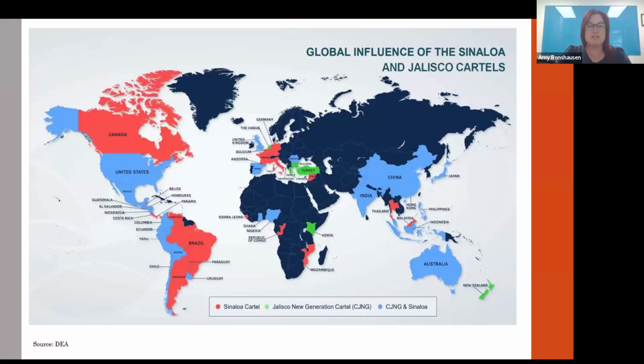One source of illicit fentanyl production is Mexican transnational crime organizations, who are producing increased quantities of fentanyl and illicit fentanyl-containing tablets using increasingly sophisticated clandestine labs and processing methods. This map is from the U.S. Drug Enforcement Administration and shows the global reach of the Mexican transnational crime organizations.